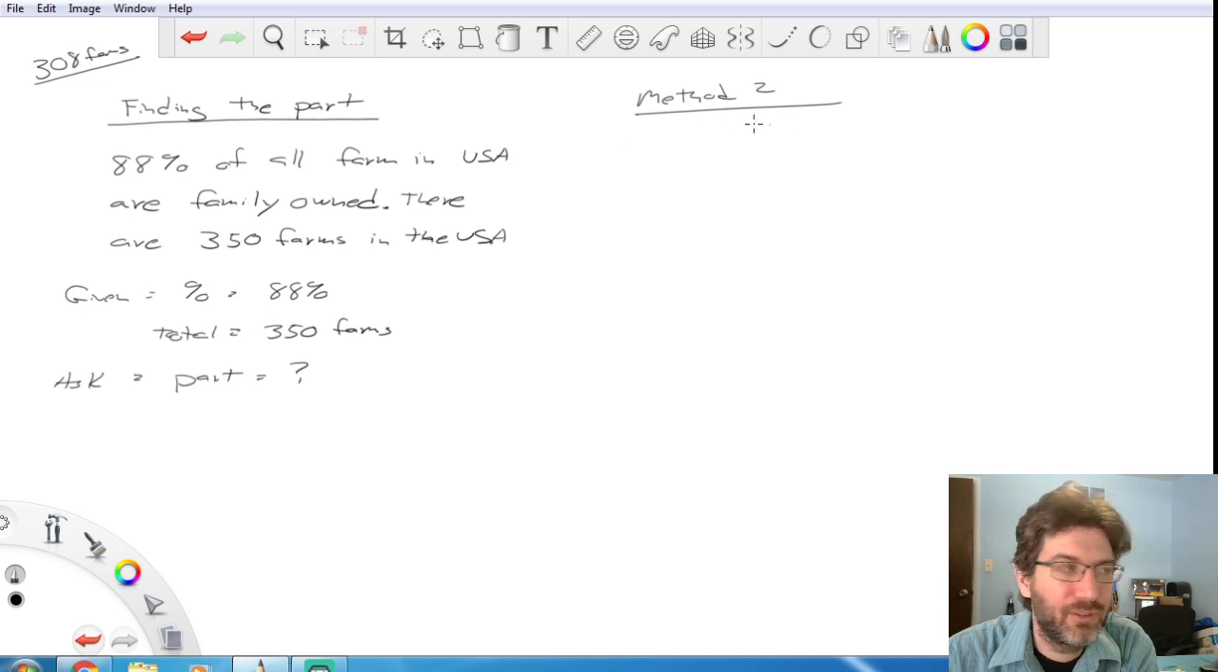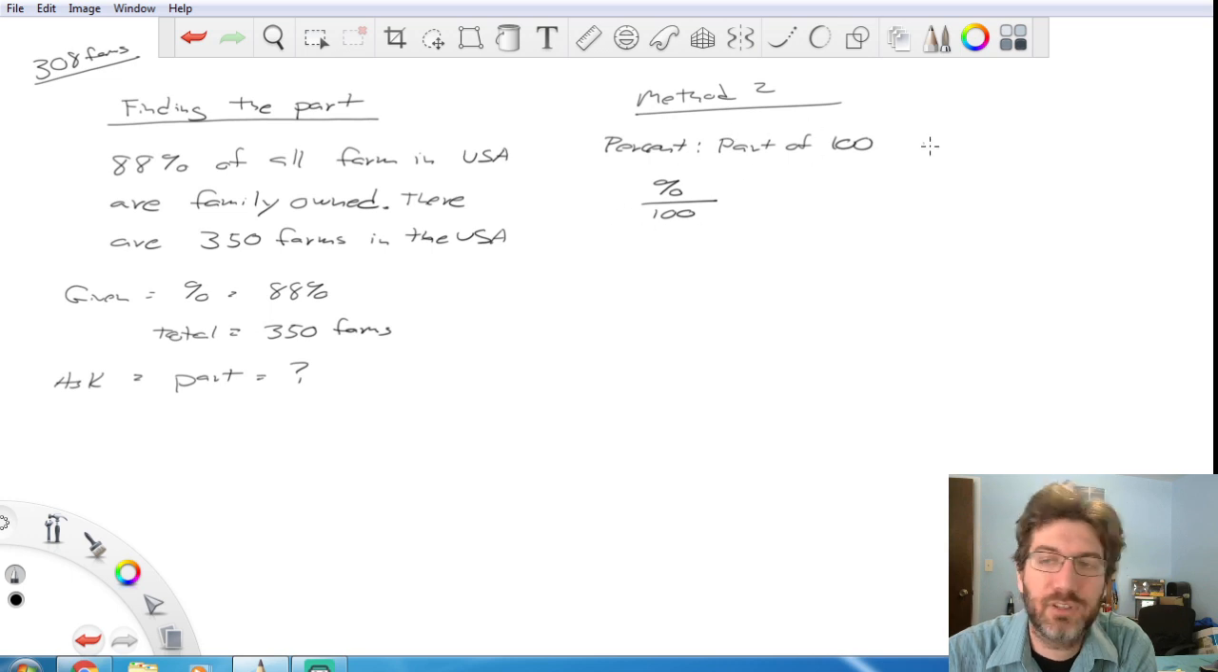Some problems it'll be easier to just reason through and find similar percents that you know. Some problems, if you have no clue what's going on, this is more of a systematic way to do it. So again, we're finding a part, and you're going to use some definitions that you know. First off, you know what a percent is. A percent, just by definition, is part of 100. So if you wanted to write a percent as a fraction, you have your percent over 100.